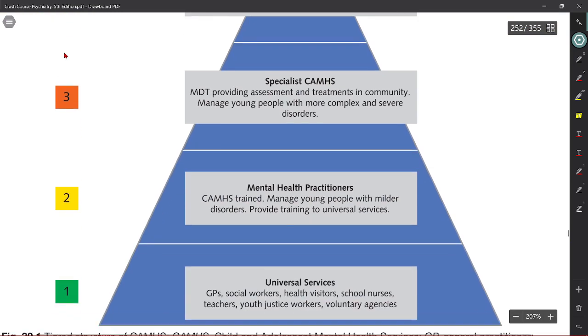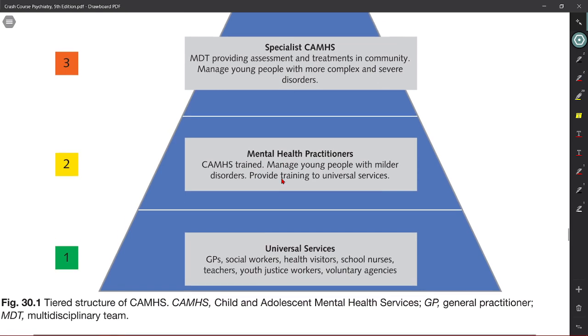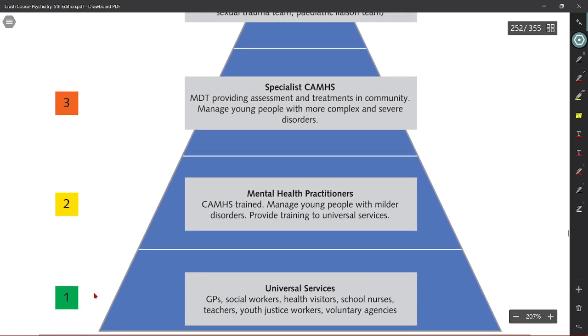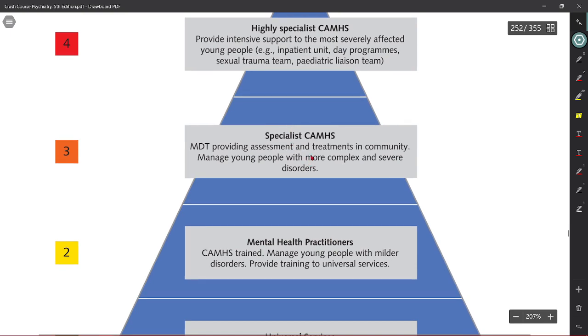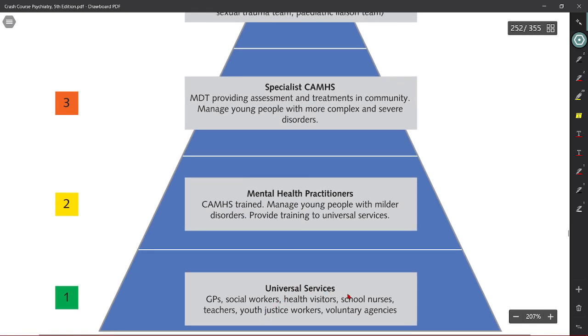Okay, we have tier 1, 2, 3, 4. This is the structure of it. We have in tier 1 universal service, then mental health practitioners, then specialist CAMHS, then highly specialist CAMHS. About universal services, we are talking about GPs, social workers, health visitors, school nurses, teachers, youth justice workers, and voluntary agencies. In Tier 2, we are talking about mental health practitioners like CAMHS trained, who manage young people with milder disorders and provide training to universal services.